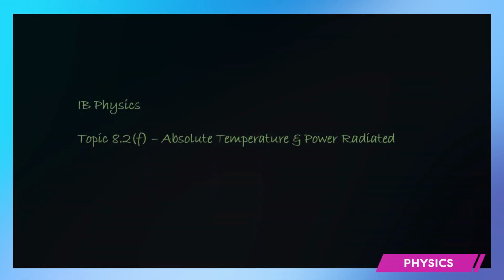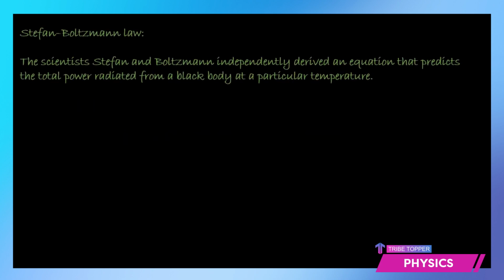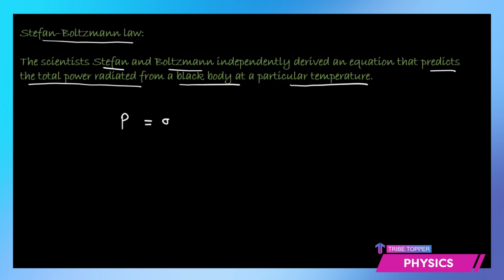In this video session, you are going to learn about the absolute temperature and the power radiated. That's a relationship between the power radiated and the absolute temperature of the black body. So we have the Stefan-Boltzmann law which governs this relationship. The scientists Stefan and Boltzmann independently worked and found an equation which predicts that the total power radiated from a black body at a particular temperature, P, is given by sigma A T to the power of 4.